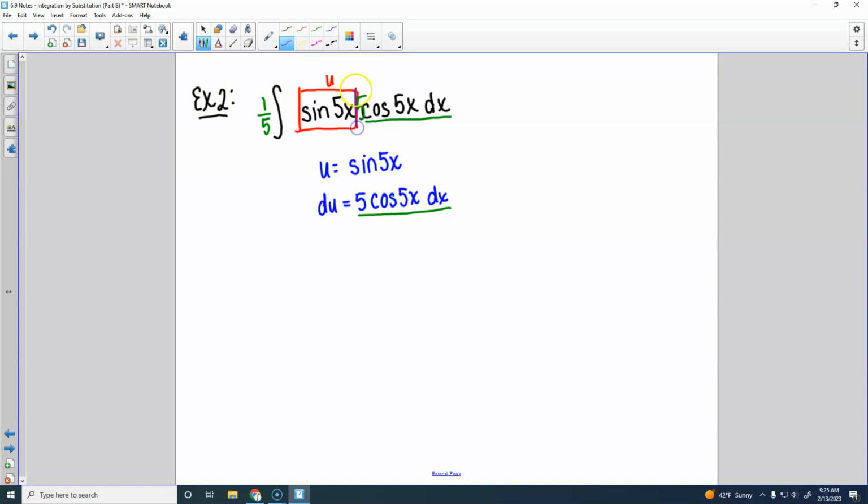So this part right here is going to be my du. I had to pick a whole piece of the function that I could take its derivative and that other part would still be in my expression. So when I convert this, it's going to look like this. There are no sines or cosines left because the entire thing, sine of 5x, is just our u. And this whole thing, 5 cosine 5x dx, that is my du.